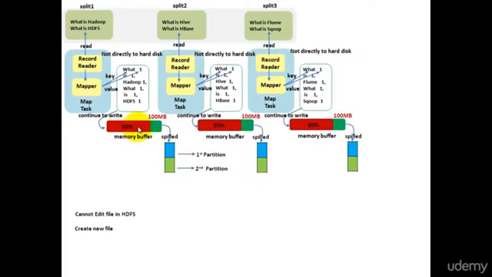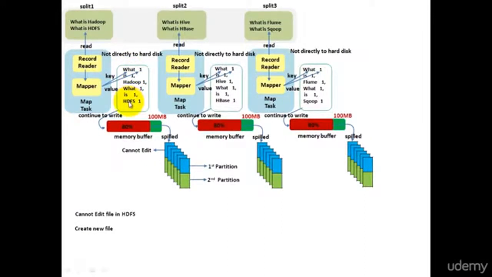Once again, when the memory buffer is consumed, it has to be spilled to the disk. The earlier file cannot be edited, so a new spill file has to be created. This will go on till the map task processes all the records in its input split. As a result, there will be several spill files on the disk. Every time before the records are spilled to the disk, it is partitioned, sorted, and the combiner function is run on all the records.